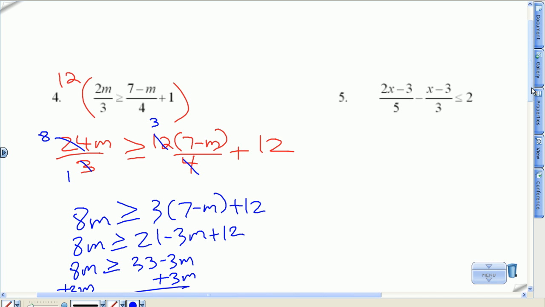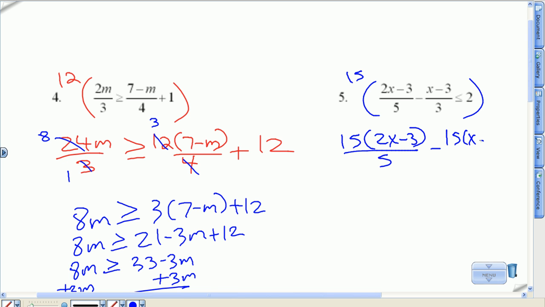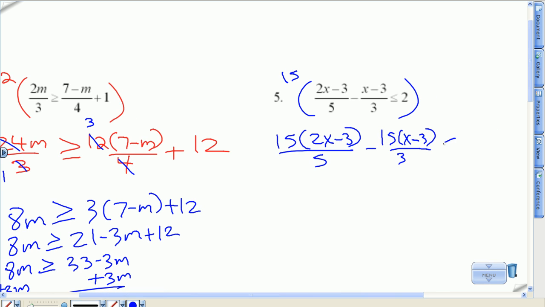Alright, so 5 times 3 is 15, so we're going to multiply both sides by 15. Because I have binomials, I will not actually multiply, just setting it up. I'll scroll over here, give myself some room. 15 times 2 is 30. Alright, so we multiplied everything by the least common denominator. 5 goes into 15 3 times, so we have 3 times 2x minus 3. 3 goes into 15 5 times, so minus 5 times x minus 3, less than or equal to 30.